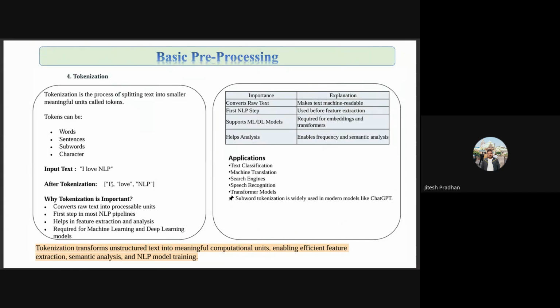So why is tokenization important? Because it converts raw text information into processable units. It is the very first step of the NLP pipeline. It is very useful in feature extraction, and it is a required step for machine learning and deep learning based NLP models. So this is tokenization.